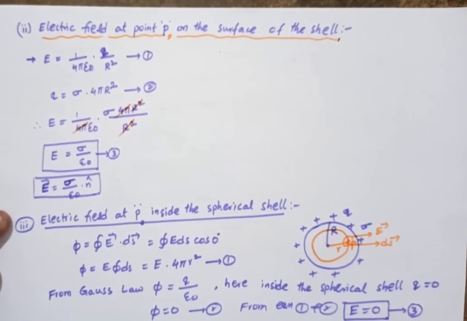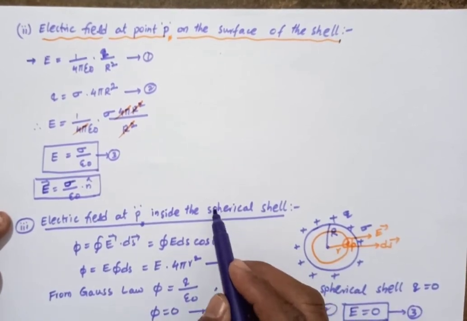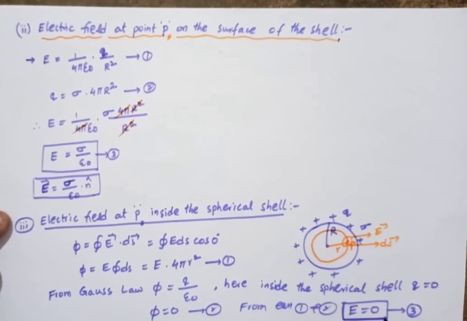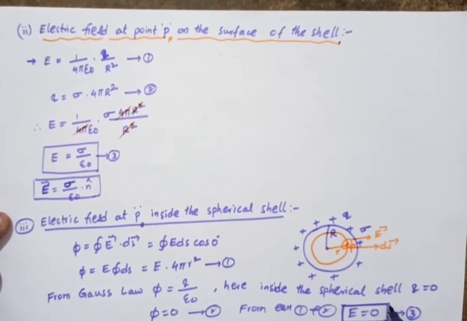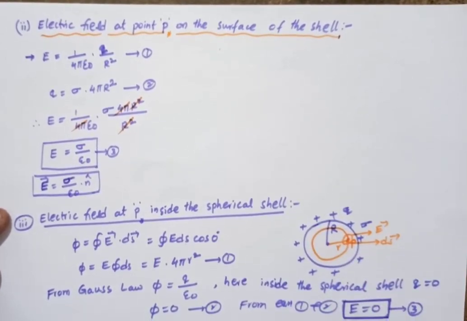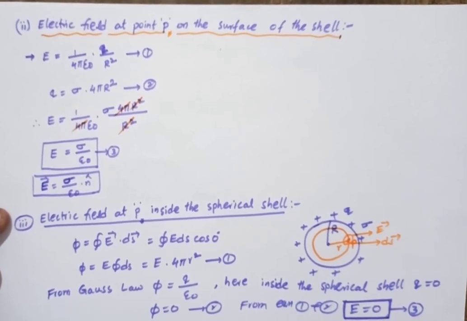So the field due to a uniformly charged shell: inside the spherical shell, the electric field intensity is 0. So this is the electric fields and charges.